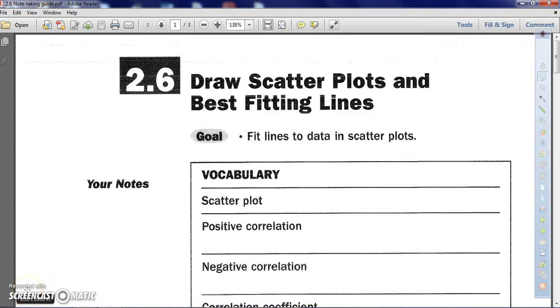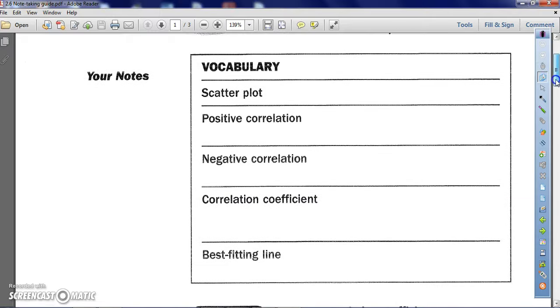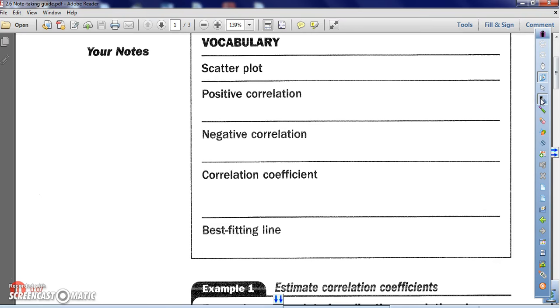This is lesson 2.6, drawing scatter plots and best fitting lines. Now a scatter plot is simply when you graph points from a table. And you look at those points and you try to determine, do they follow a pattern? And if they do follow a pattern and that pattern goes uphill like a line with a positive slope, we call that a positive correlation.